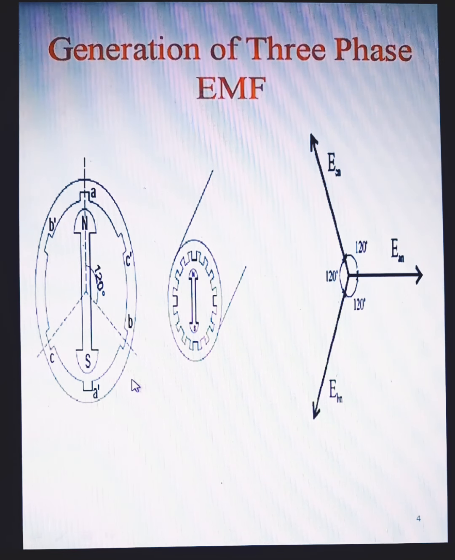Same amount of EMF is induced in all the three conductors, where A indicates the incoming phase, A dash is the leaving phase. Similarly for B, B dash, C, C dash.